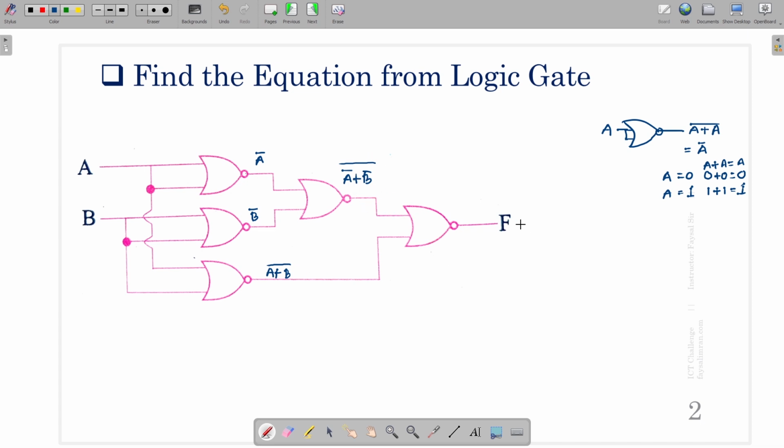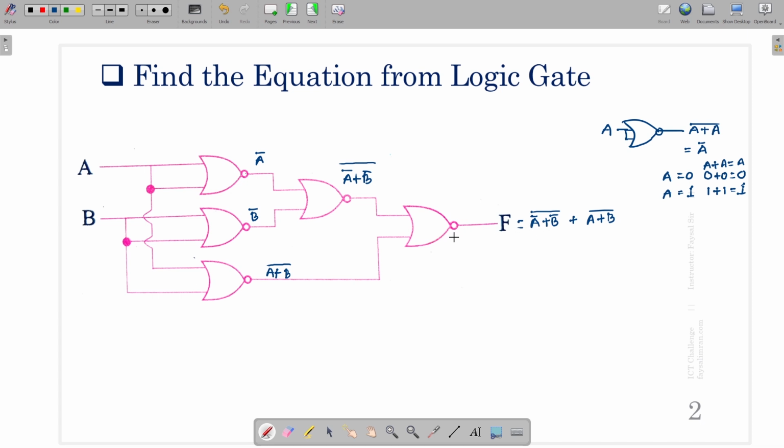So F is equal to (A bar plus B bar) whole bar. So we have to write here the first input (A bar plus B bar) whole bar, this is our first input of this logic gate, and also our other input is (A plus B) whole bar, that means we have to add this value and we have to write (A plus B) whole bar. So we have to add those values.